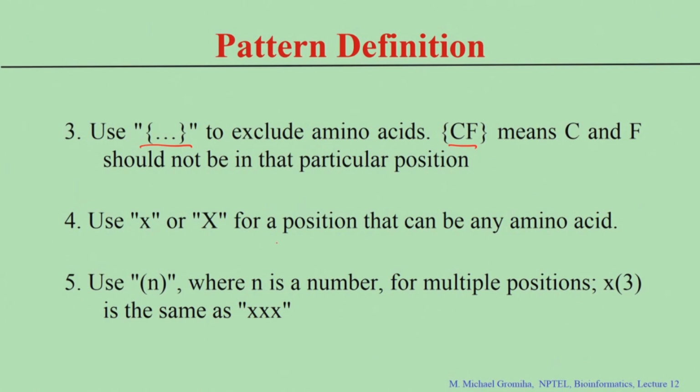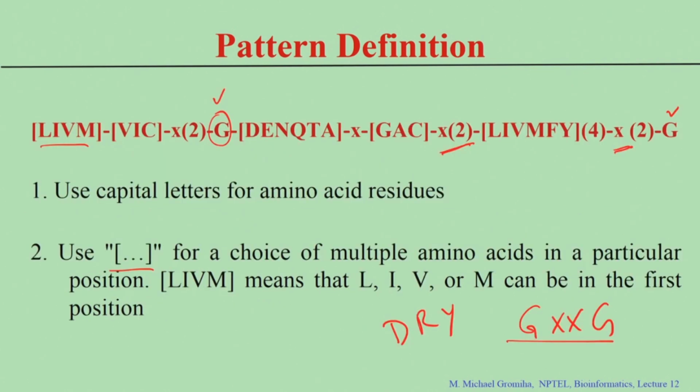Then you put X for any amino acid, and N means the number of times. If I show this one, how many amino acids are in this pattern? This is 1, 2, here 2, 2 plus 2 is 4, 5, 6, 7, 8, 10, 14, 16, 17. So, 17 amino acids in this pattern.